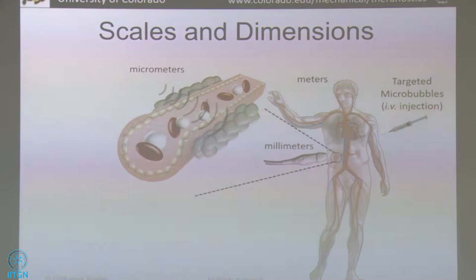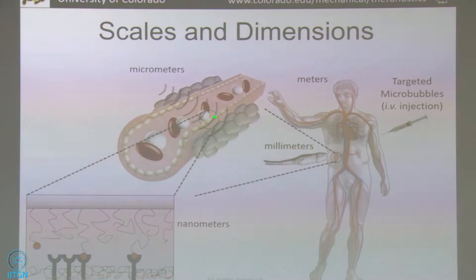The scales are: human beings on the scale of meters, the ultrasound waves on the order of millimeters, but the blood vessels on the order of micrometers, as I showed earlier. So the bubbles are circulating in these microvessels, and the ultrasound waves are impinging on those bubbles, oscillating and imaging those bubbles. But what we want to do is ultrasound molecular imaging.